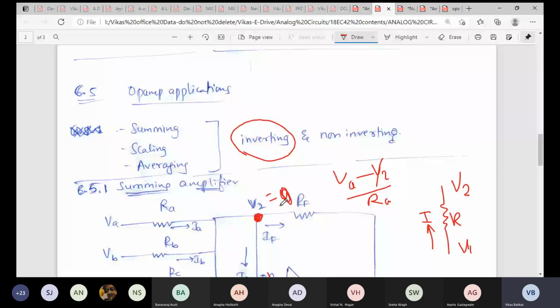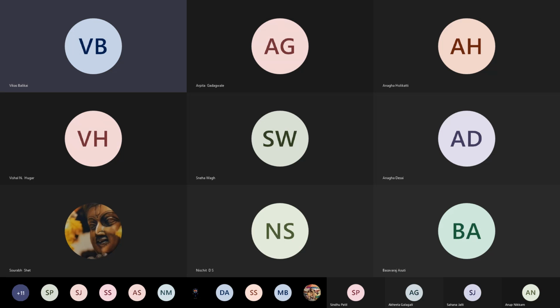So in the next class we're going to see the same summing, scaling, averaging circuits, but with respect to non-inverting amplifier configurations. And after that we're going to see the comparators, Schmitt trigger, instrumentation amplifiers, and then the zero crossing detector. So some 4 to 5 applications remain that we'll see in the subsequent class. So this is all about today's class. So we'll stop it here, and then we can continue in the next class.